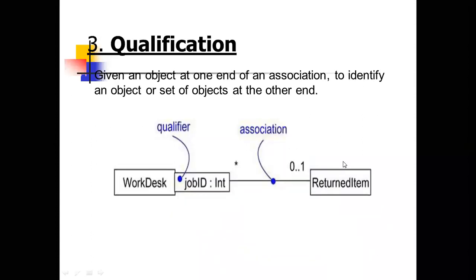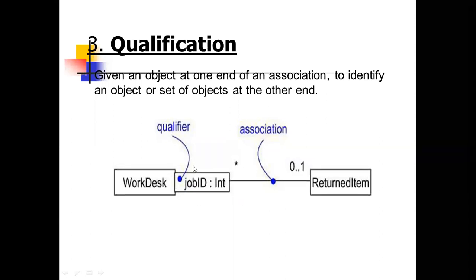Then third one is qualification. Given an object at one end of an association, to identify an object or set of objects at the other end, we can give the qualifier with that class. Here you can see that we have given work days as the class, and we have given the qualifier for that class with the association. This is the bidirectional association. It can traverse from both sides, from work days to return item.